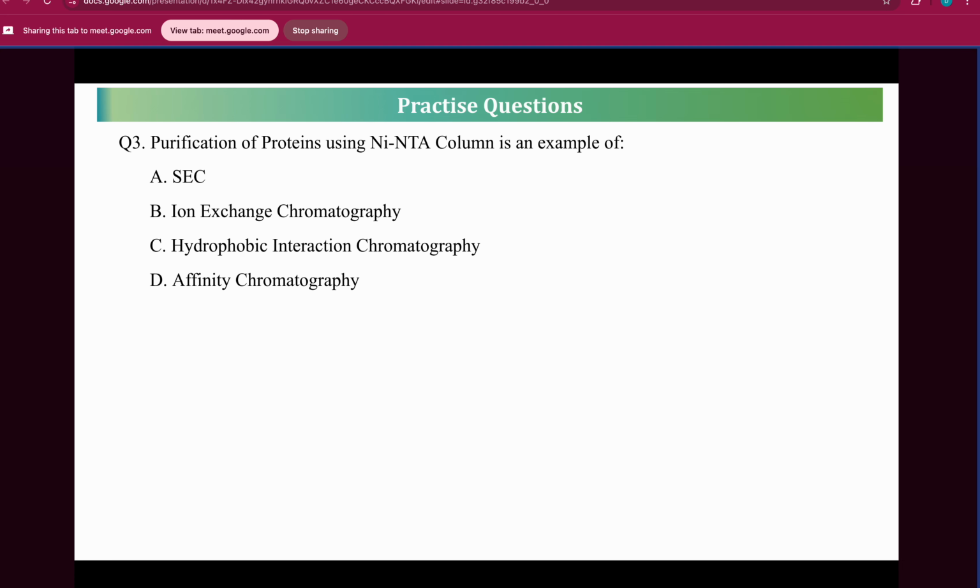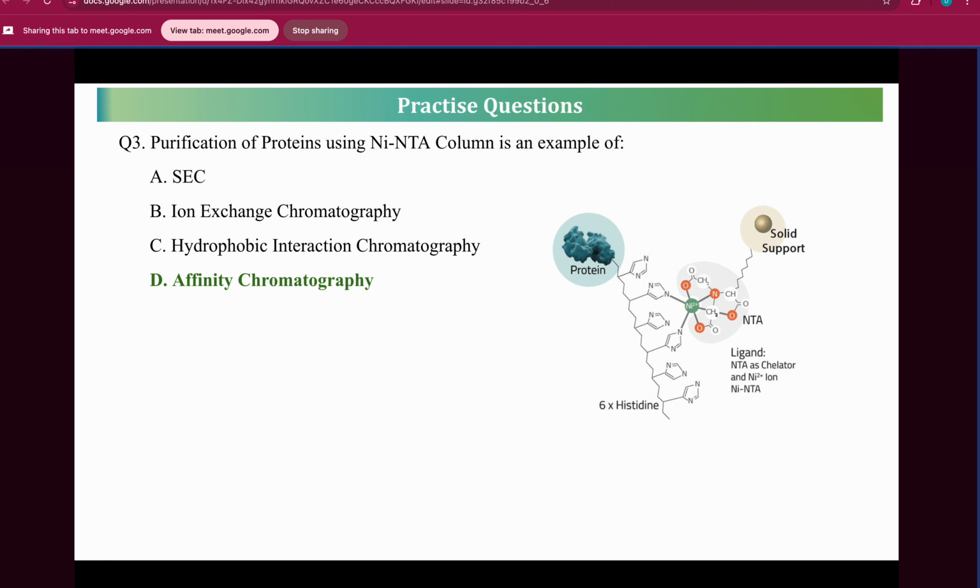Okay, now let's see. So what is the right answer? The correct answer is affinity chromatography. And we have also seen in the previous slides why it is affinity chromatography, because there is some kind of binding happening in this case. So what happens in a nickel NTA column in this particular affinity chromatography? We have the column in which we already have the NTA, which is a chelator, and the nickel ion, which is attached to this NTA. So this is the nickel ion which is attached.